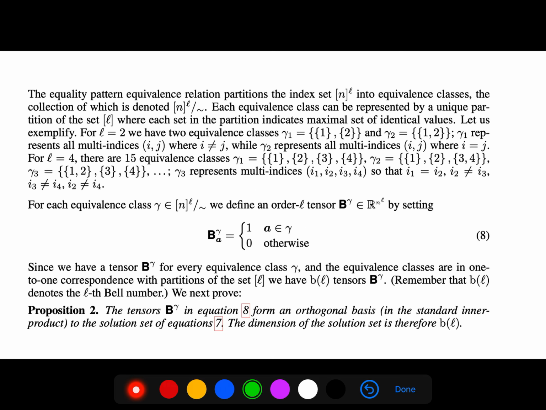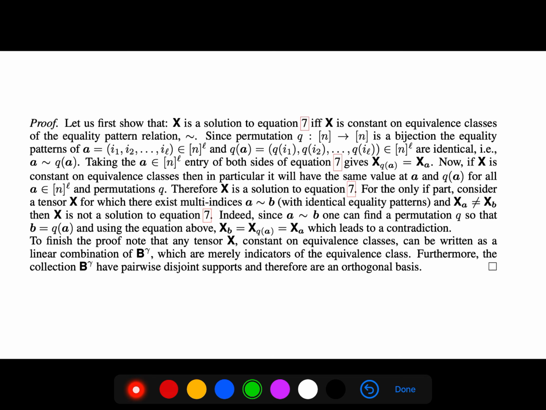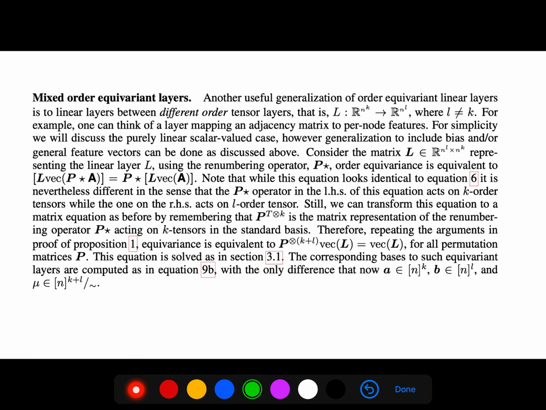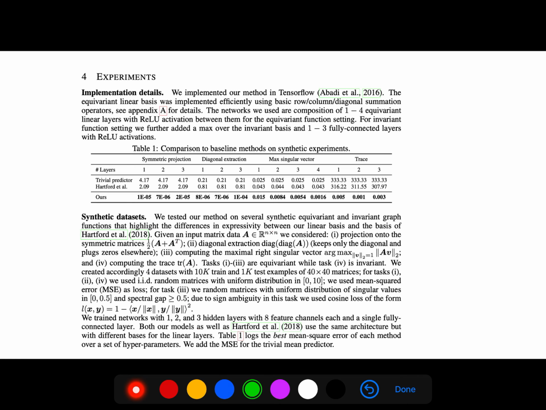And then they had the theoretical analysis with their proof of theorems. So they compared to other baselines on synthetic experiments. So these are the invariants like trace, maximum singular value, diagonal extraction, symmetric projection.